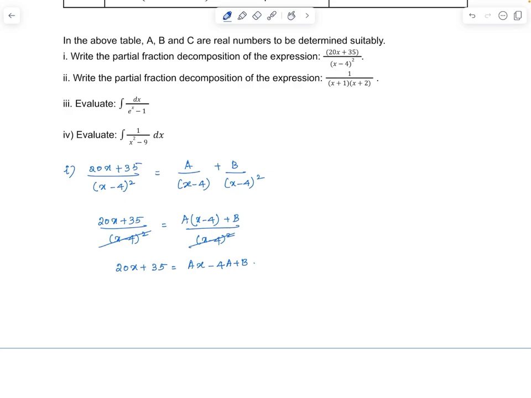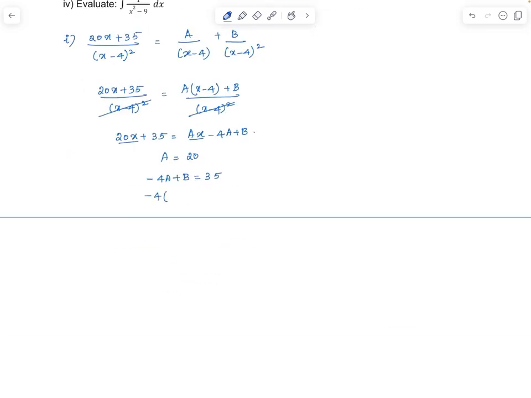Comparing the LHS and the RHS, A is equal to 20. Comparing the constants on both the sides, minus 4A plus B is equal to 35. Substituting 20 in this, we get B as 115. So 20x plus 35 upon x minus 4 the whole square becomes 20 upon x minus 4 plus 115 upon x minus 4 the whole square.